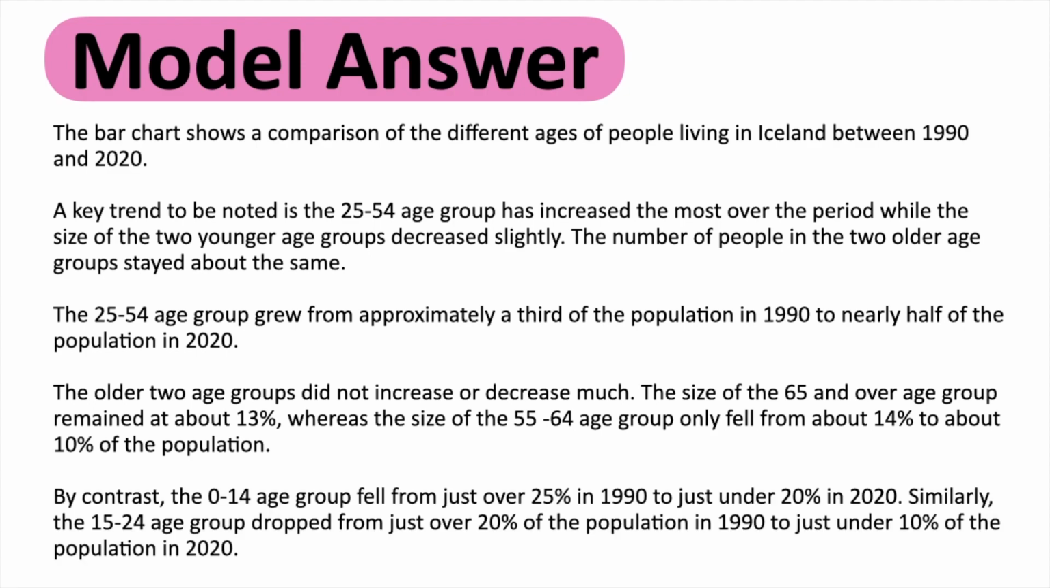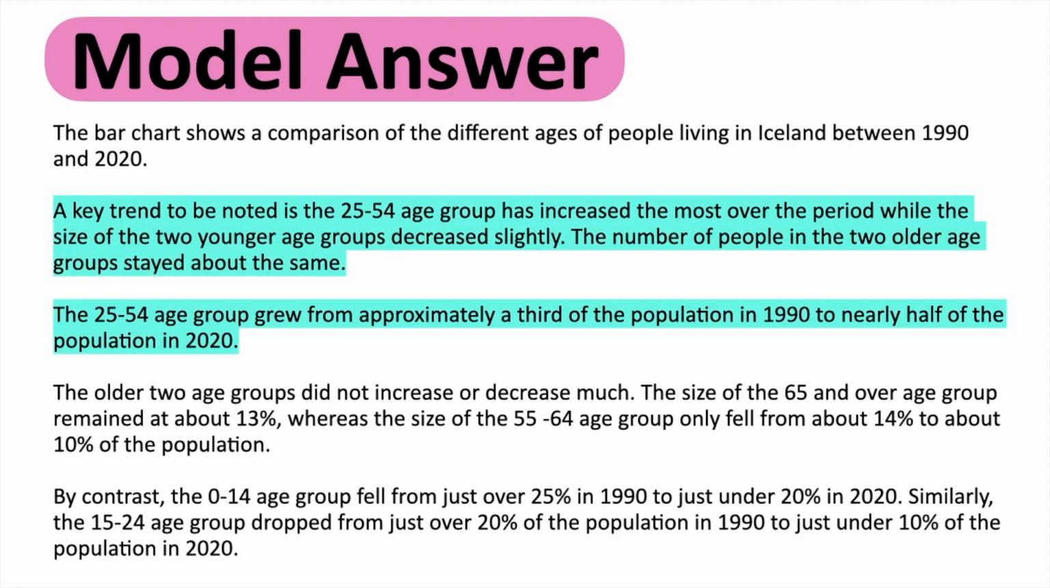By contrast, the 0 to 14 age group fell from just over 25% in 1990 to just under 20% in 2020. Similarly, the 15 to 24 age group dropped from just over 20% of the population in 1990 to just under 10% of the population in 2020.